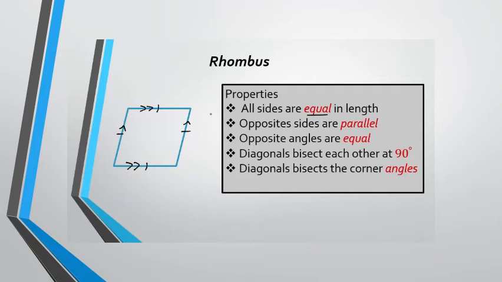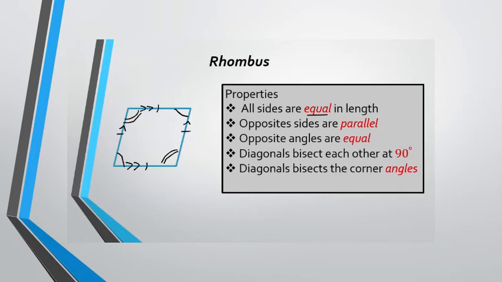Opposite angles are equal. Now I have to be careful. That angle, opposite angles are equal. That angle and that angle, opposite. So the opposite angles are equal in size for the rhombus. Now the last one, second last.